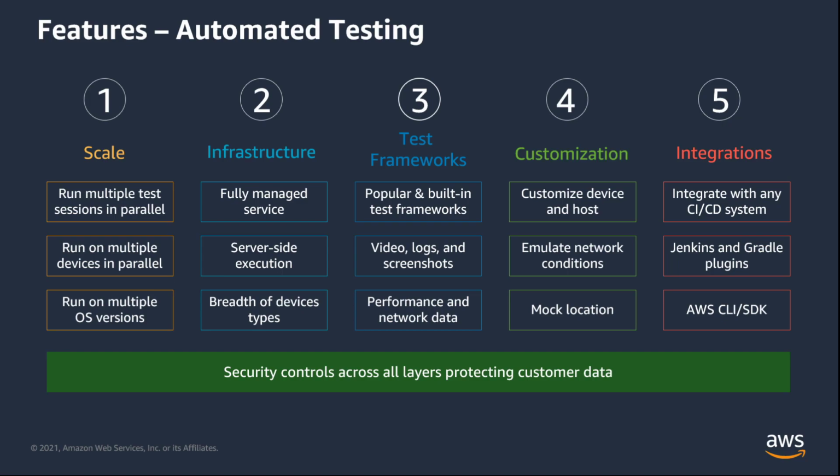Automation testing with Device Farm enables you to run multiple test sessions across multiple device types and OS versions in parallel. This enables you to scale much faster compared to testing on local devices. This fully managed service has no additional costs for the resources used during tests. A server-side execution model enables you to have predictable, reliable, and fast test execution irrespective of your geographic location. Support for multiple test frameworks such as Appium, XCUI, and Espresso, and additional data generated by Device Farm, including video, logs, and screenshots, enable faster debugging.